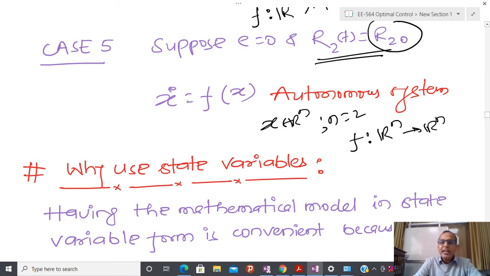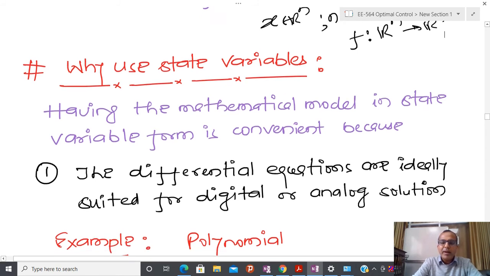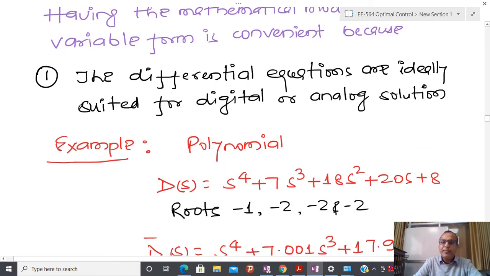Now let us try to understand why, in order to define optimal control, people use state variables. Having the mathematical model in state variable form is more convenient. Why that is more convenient, try to understand. I have taken some examples.